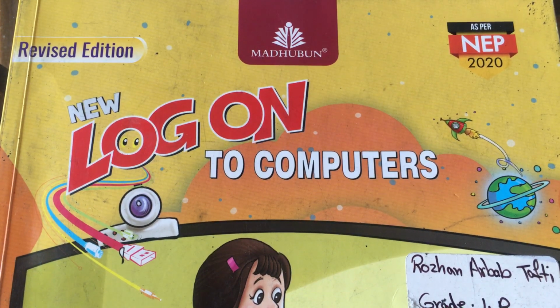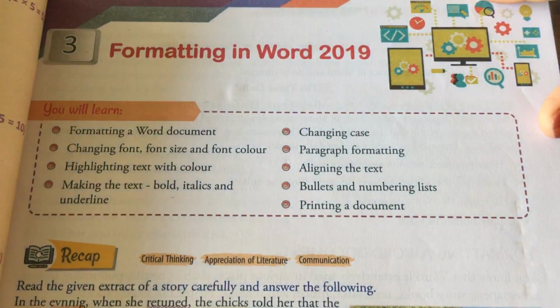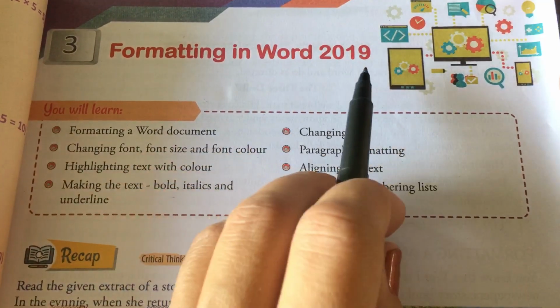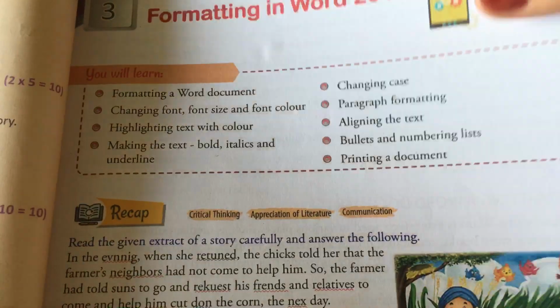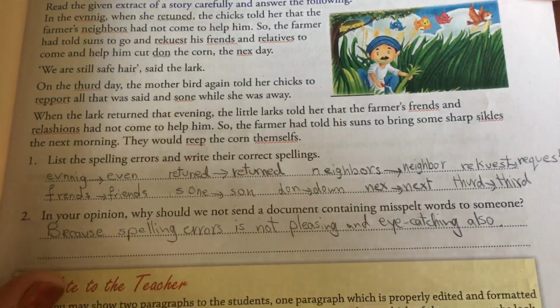Today we are starting with your Log on to Computers for Class 4, Chapter 3. And the name of the chapter is Formatting in Word 2019. So, after reading the story carefully, we will answer these questions.